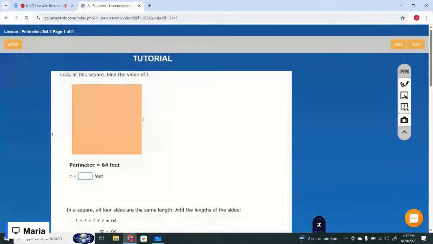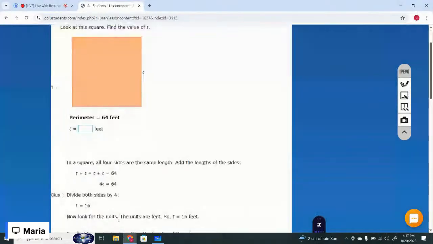So look at this square. Find the value of t. You are given the perimeter is 64 feet. We need to find the side length. A square has all four sides equal in measurement, right? So the perimeter is the sum of all the side lengths. So we have t plus t plus t plus t, that is 4t equals 64. We need to find t, so we divide by 4, so t equals 16. That means the side length is equal to 16.